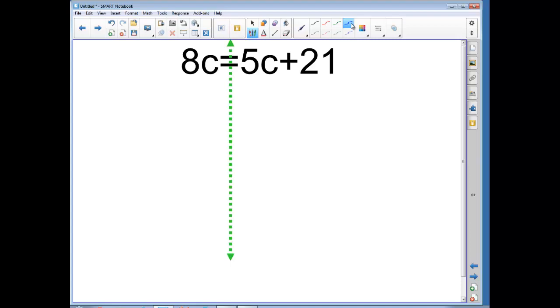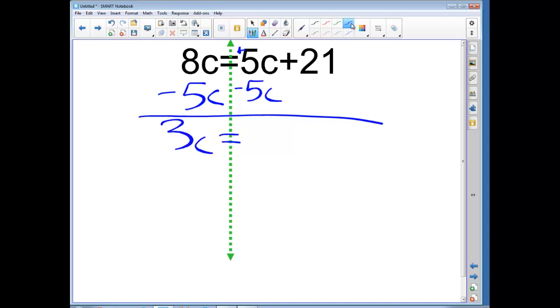Again, I'm going to pick the lesser of the two and subtract it from the larger in this case. So I'm going to take the 5c that is positive. If there's not a sign in front of it, it's positive automatically. So that's positive 5c. I'm going to subtract it. 8c minus 5c leaves me with 3c equals, and a positive 21 on that side.